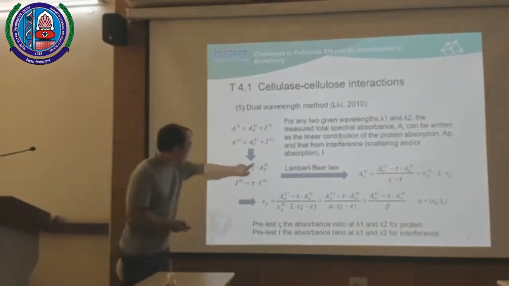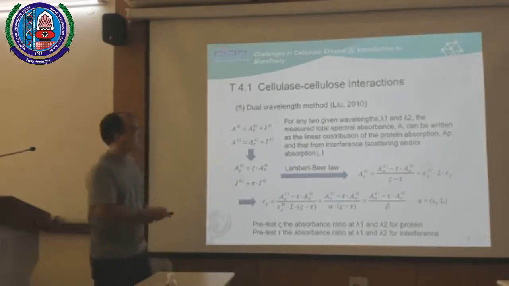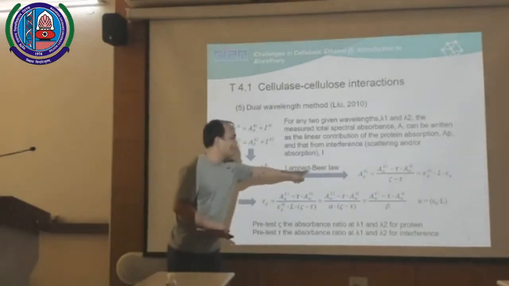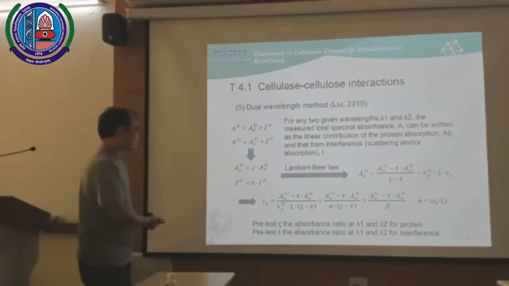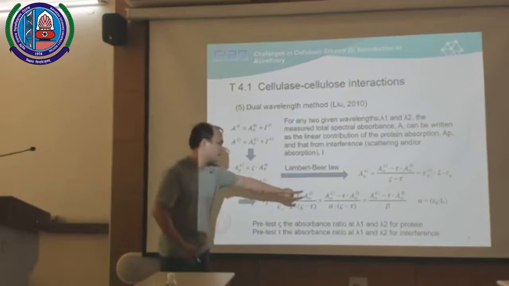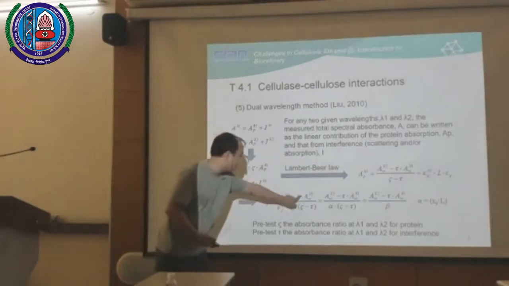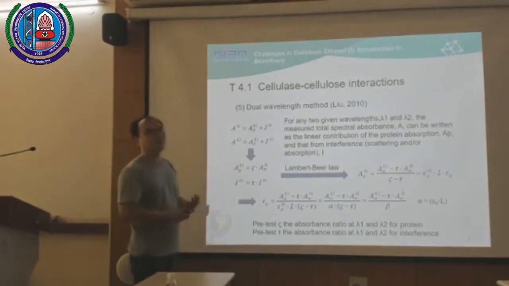Then we use two coefficients to express the absorbance, and we use the Lambert-Beer law, which is also very simple. Finally, we get an equation like this. After the mathematical transformation, what we should do is to determine all of these coefficients. These coefficients are very easy to get.